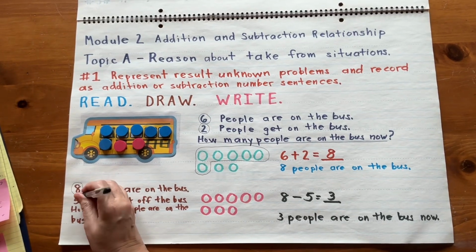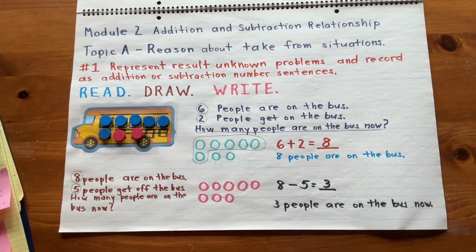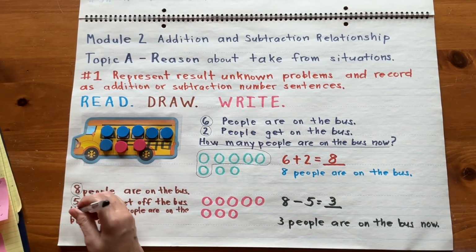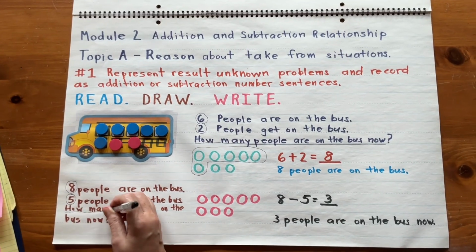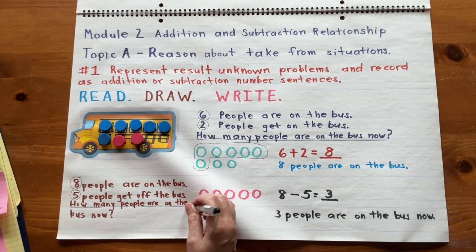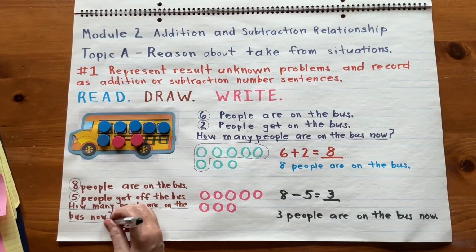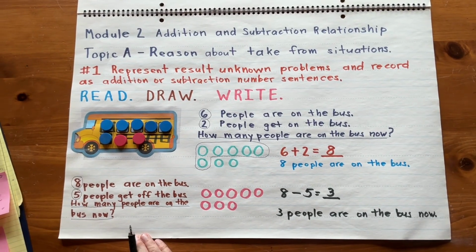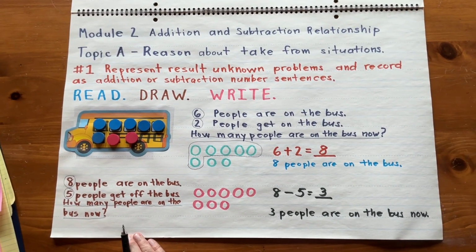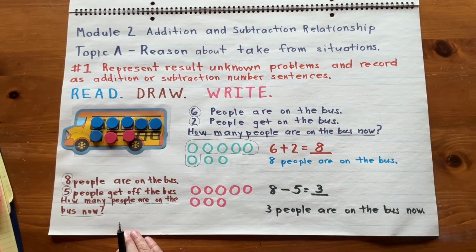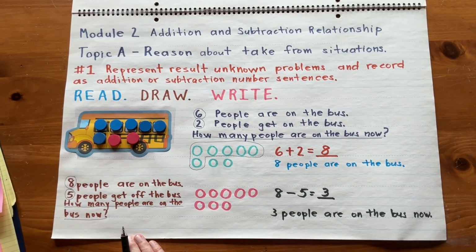That's correct. 5 people get off the bus, circle the 5. And we circle our question. How many people are on the bus now? What is the next thing we're going to do? Yes, we're going to draw our picture. What are we going to draw first?